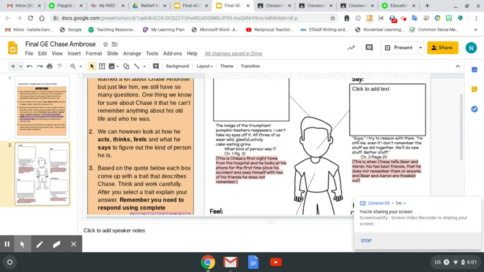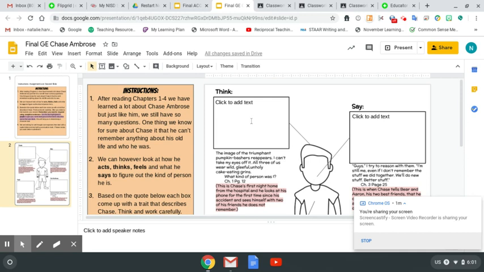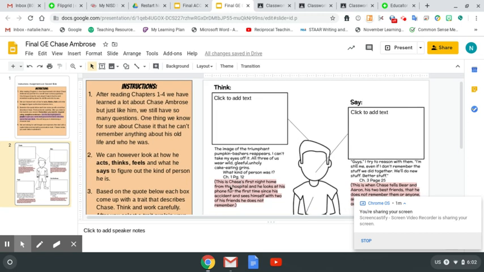Okay, so we're going to do this one together: based on what Chase thinks, what can we determine about Chase? So right here, we would read this: "The image of the triumphant pumpkin bashers reappears. I can't take my eyes off of it. All 3 of us were wild, gleefully unholy, cake-eating grins. What kind of person was I?" And then here it has the chapter and what page it is on. But in pink, what I have is a brief description of what was going on whenever I took this passage out of the book.